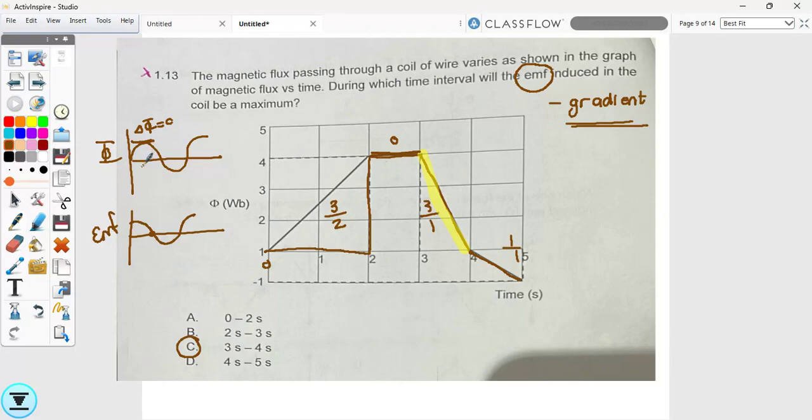Does that make sense? So you're still looking at change in flux, not really at the value of the flux. You're looking at change in flux. So here, there is no change in flux. So the change in flux is 0, and therefore the EMF will be 0. So there, at that value, our EMF will be 0. But where the flux is 0, the EMF will not be a maximum, because you still need to look at the steepness of the line.